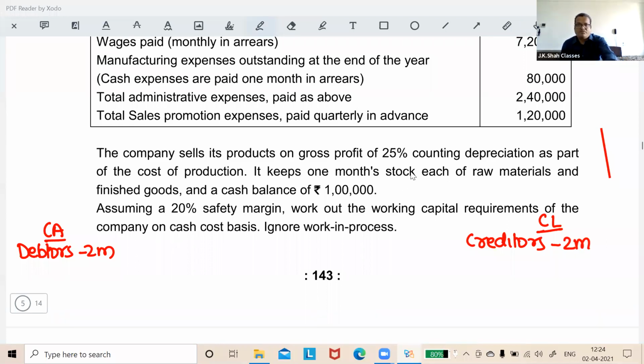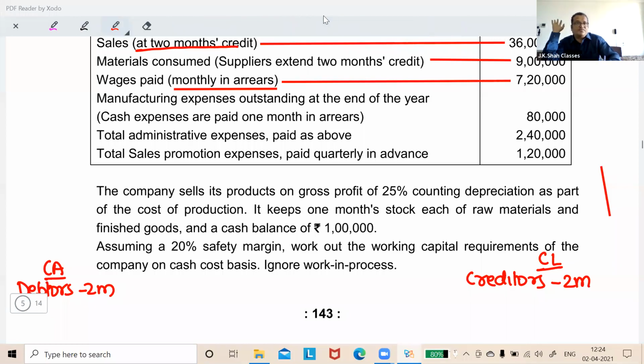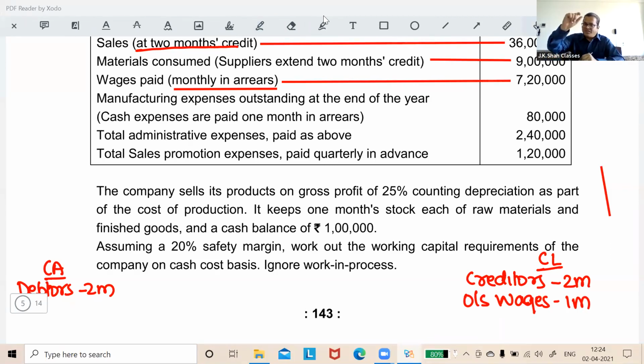Okay, fine. Then see, again, you're given the wages. Total wages you are directly given in the question. Right? 7,20,000. What is written in the bracket? Monthly in arrears, means in the current liability list, you will have outstanding wages 1 month. Have you understood this point, guys? Hello? Wages monthly in arrears, you've understood that is outstanding for a duration of 1 month. Okay, fine.